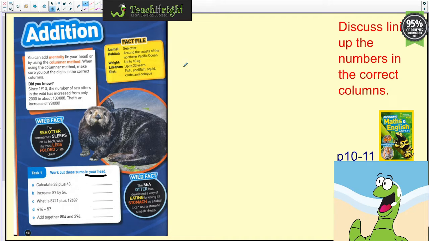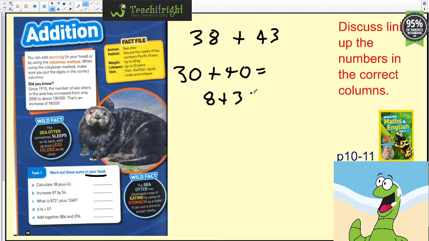So A, calculate 38 plus 43. Now I'm going to write this down, but I'm only writing it down to sort of represent what's going on in my head, because obviously it's hard for you just listening. So when I'm doing 38 plus 43, the first thing I'm going to do is separate the tens and the units. So I'm going to do 30 plus 40 in my head, and hold whatever that equals, and I'm going to do 8 plus 3 in my head. And so I'm going to have 70 and 11, and together I'm going to add those, and this is something I can do in my head, to get 81. So I think the answer for the first one is that we get a total of 81.